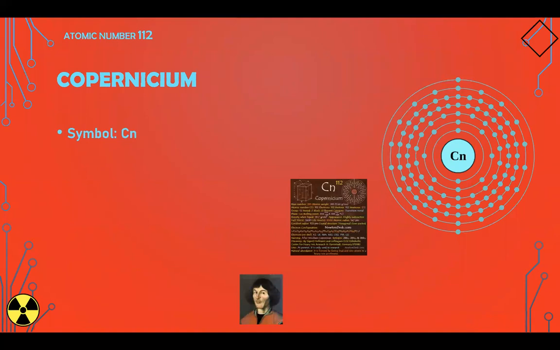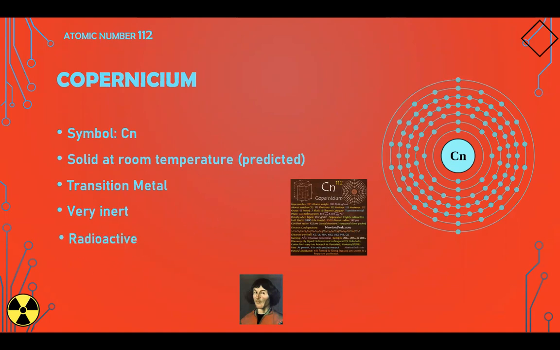Copernicium, its symbol is Cn. It's a solid at room temperature. It's a transition metal. It's very inert. Copernicium is radioactive. It's named after Nicolaus Copernicus, who is a famous mathematician and/or astronomer.